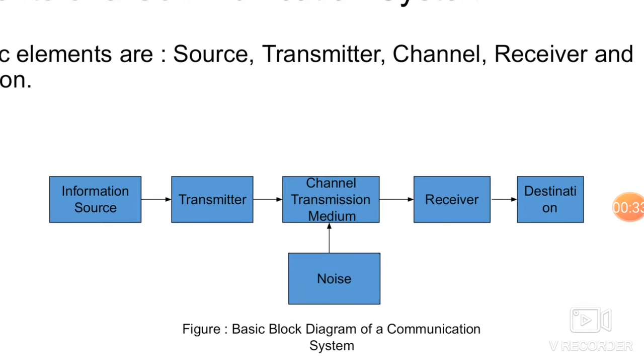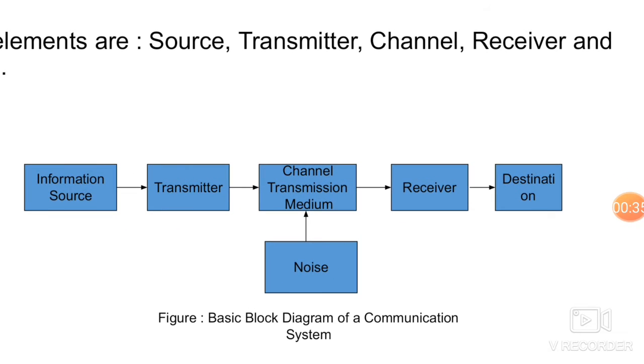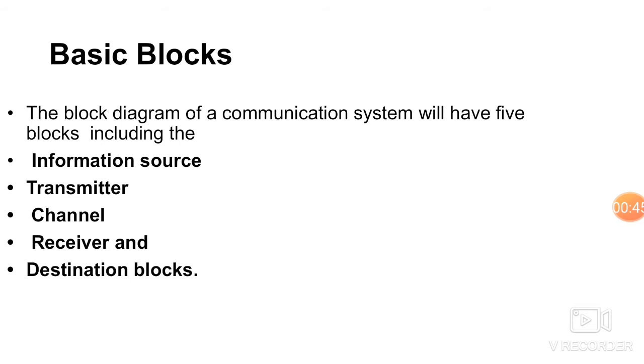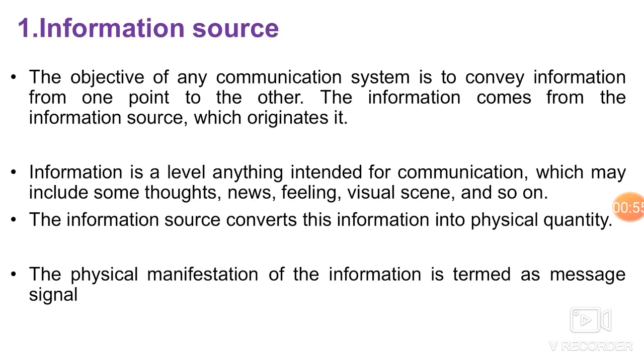The first one is the information source. It is followed by the transmitter, then the channel, which is the transmission medium with added noise, then the receiver, and the destination is the final block. We are going to discuss these blocks one by one in detail. Initially, the first one is the information source.